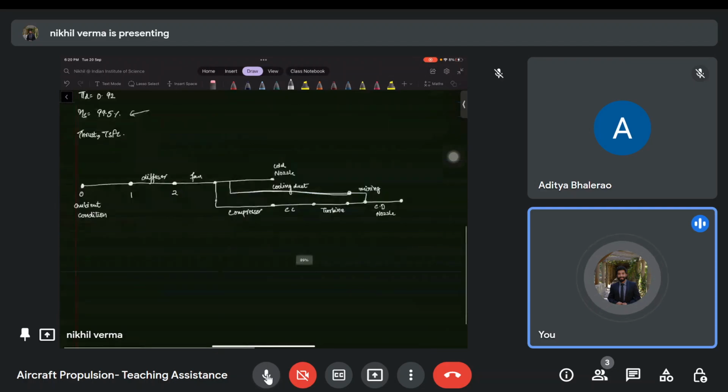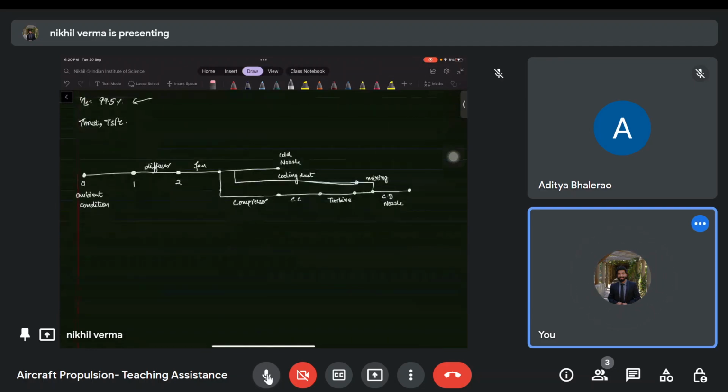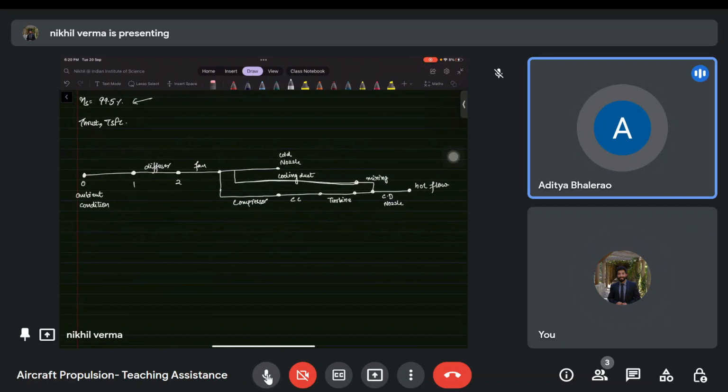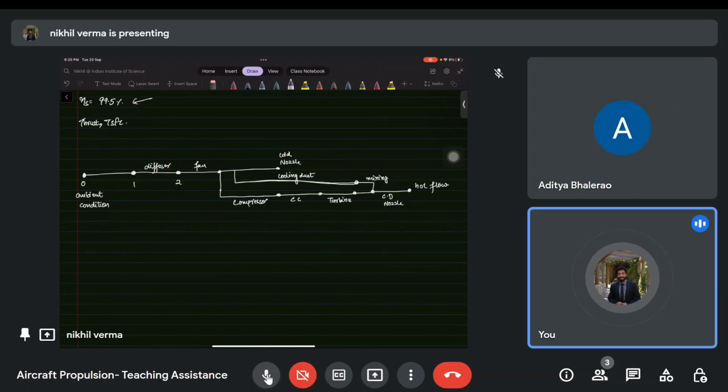I hope this is clear to you. This is the hot one. Yes, sir. The cold nozzle surrounds the hot airflow, right? Yes. And it has vortices in that. Vortices, yes. So whenever you have a shear layer, you will be having the shear layer.